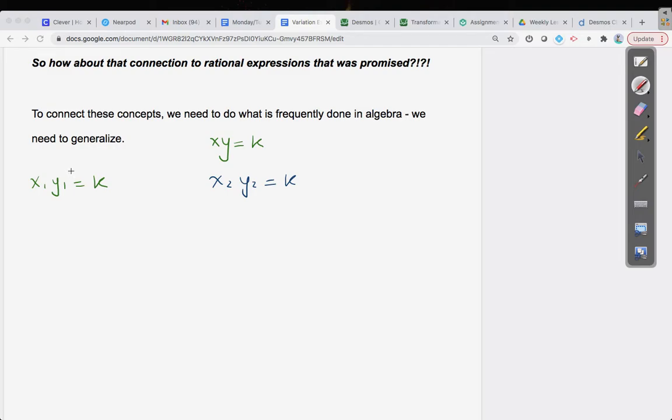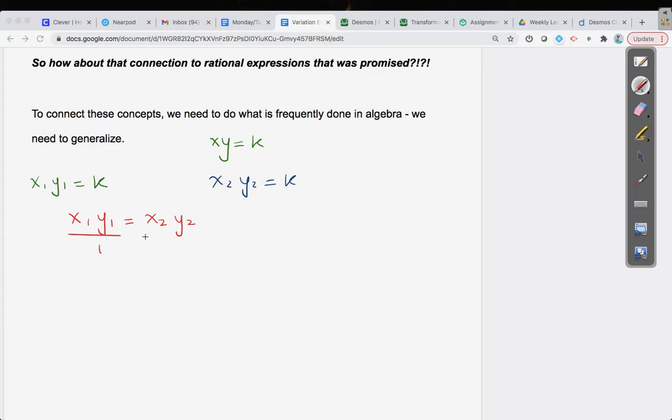And here they're both solved for k, so let me just choose a third color. That means that x sub 1, y sub 1, their product should be equal to x sub 2, y sub 2. Now that doesn't look like a proportion, although technically it is because each of these can be written over 1.